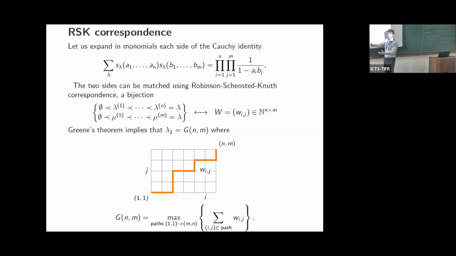That's how I define G(n,m). And the result that I want to use is that under this RSK bijection, lambda 1, the largest part of the partition, is exactly equal to G(n,m), where G(n,m) is defined using the weights in the matrix. So it's a purely deterministic thing for the moment. But now one can do probability with this.